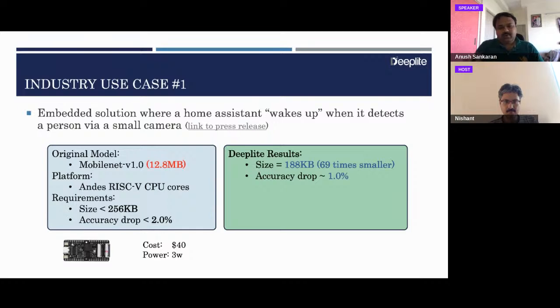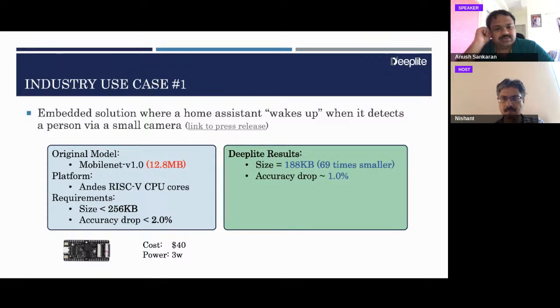So they came to Neutrino, they used Neutrino, and they provided two requirements: that their target model size has to be less than 256 KB, and an accuracy drop of 2% is okay for them. To tell a little more about this RISC-V CPU course, it's a $40 chip using only 3 watts of power. Using Deeplite's Neutrino, we were automatically able to compress a model to a size of 188 KB, which is like 70 times smaller than the original model, and the accuracy drop was less than 1%.